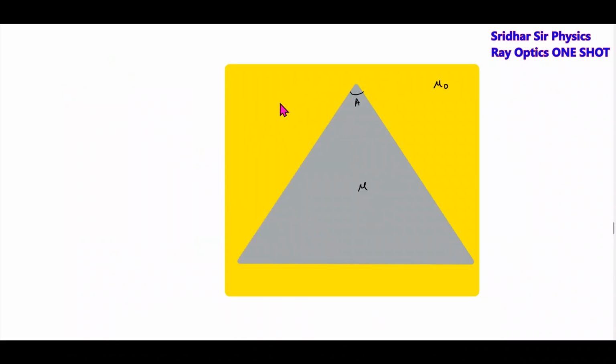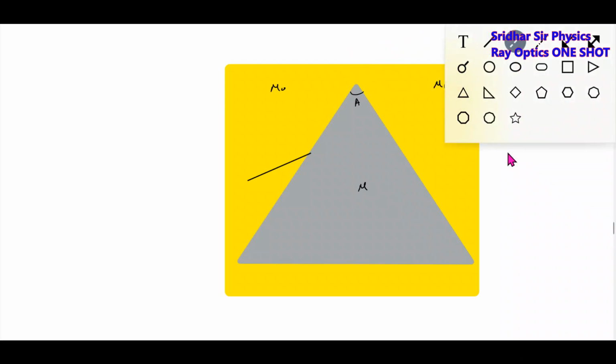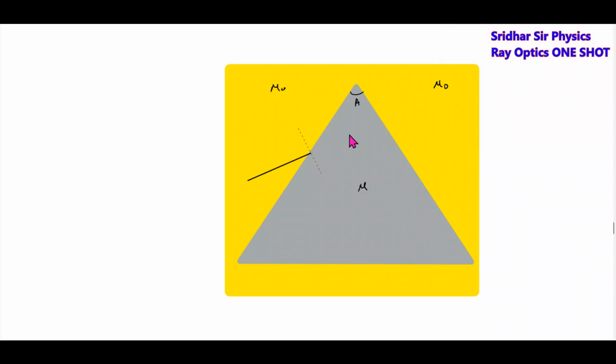If the prism is kept in a medium where the surrounding medium's refractive index is mu naught, then what method do we have to apply? The ray is incident here. It will undergo refraction. Here this is the normal. The ray is moving from rarer to denser. Then again this will be the normal. Then it will bend like this.